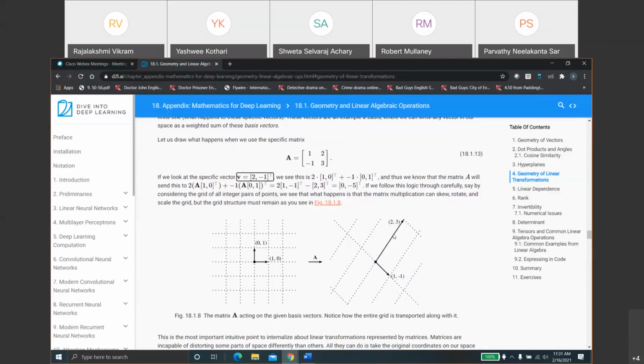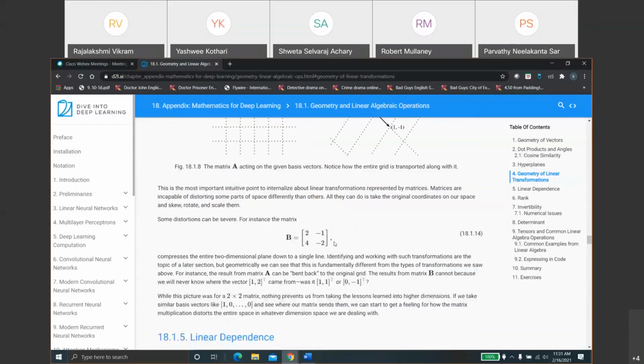Now sometimes when a matrix is applied to a vector, it causes tremendous change. Usually a matrix can only skew, rotate, or scale the grid. It does not change the structure of the grid. But sometimes, consider this B matrix, when it is applied to the above vector, it changes it into one dimension.